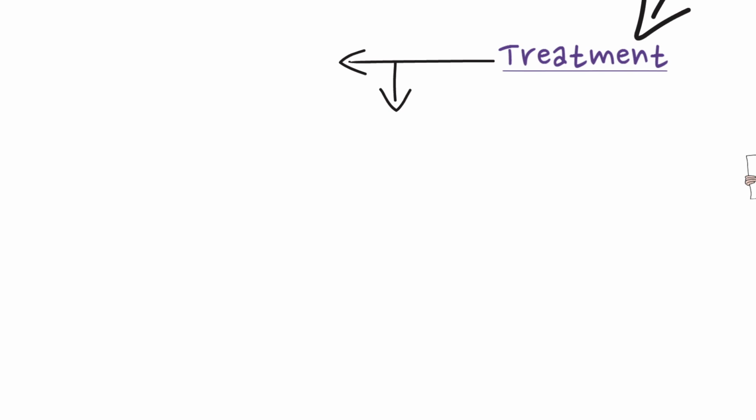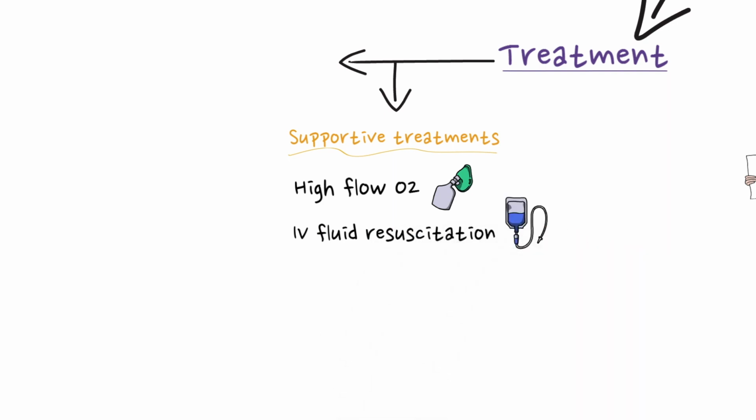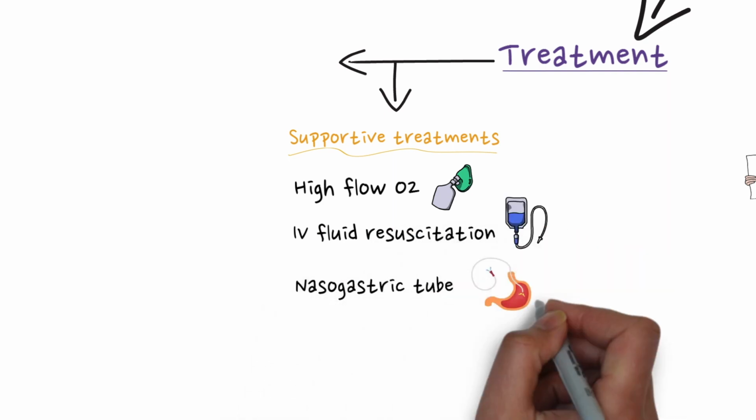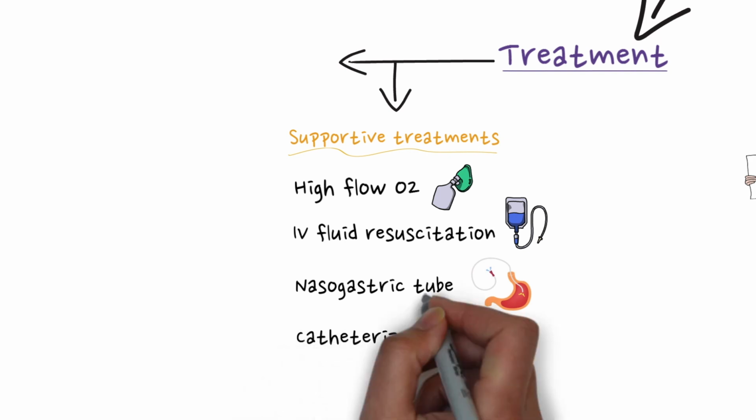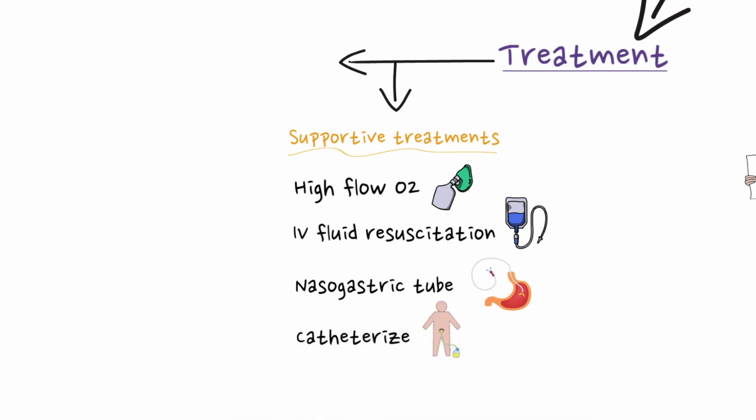There are no direct specific treatments for acute pancreatitis, so the majority of initial treatment is supportive. This includes high-flow oxygen, IV fluid resuscitation, wide-bore nasogastric tube if vomiting to decompress the stomach, catheterization to monitor fluid balance, and appropriate analgesia via the WHO ladder.